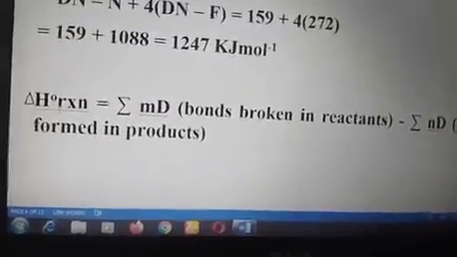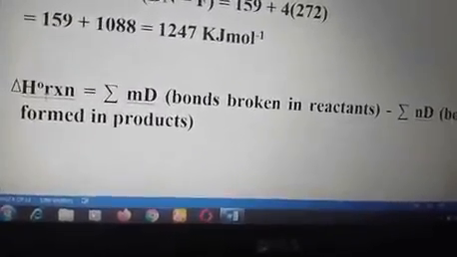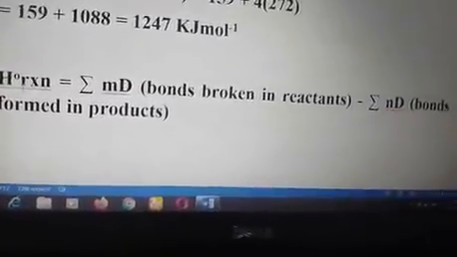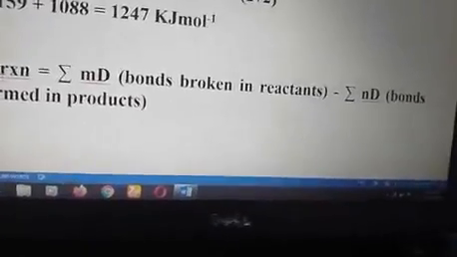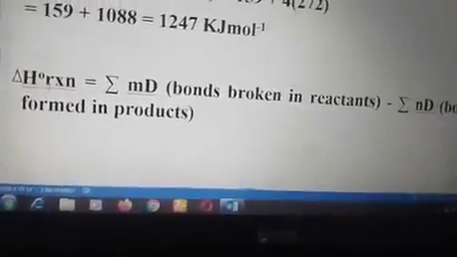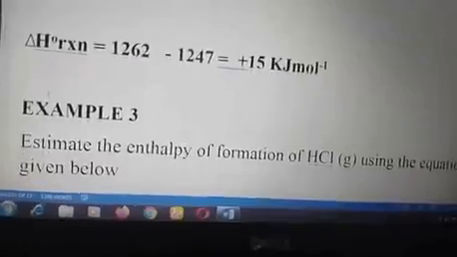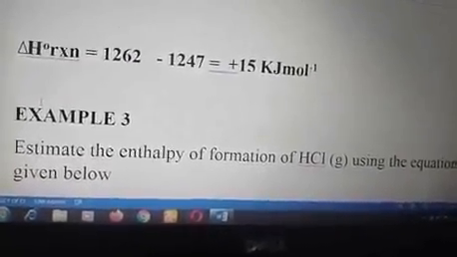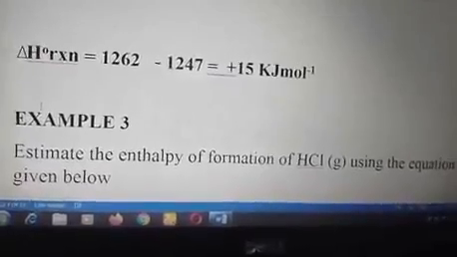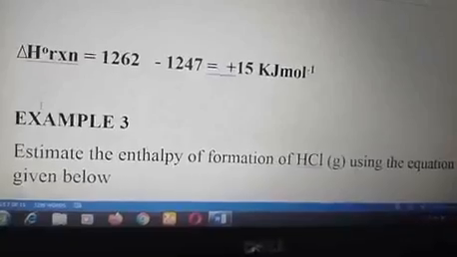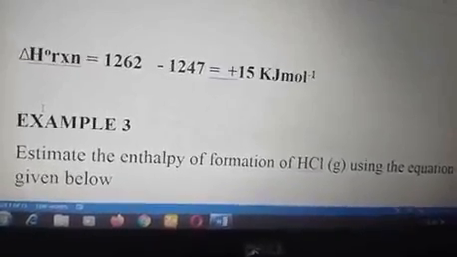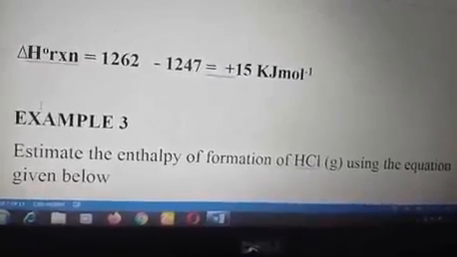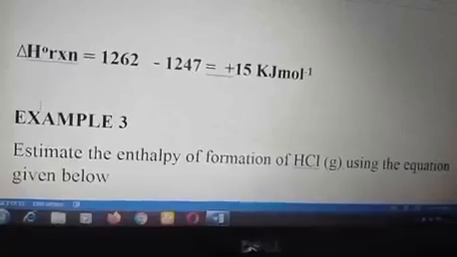We'll now bring everything to the formula. The enthalpy of reaction is the summation of bond energy of bonds broken in the reactants minus the summation of bond energy of bonds formed in the products. So the reactant value is 1262 minus the product 1247. We're getting plus 15 kilojoules per mole. So this is the heat of formation, or the heat absorbed when 1 mole of tetrafluorohydrazine is formed from its constituent elements, which include nitrogen and fluorine.